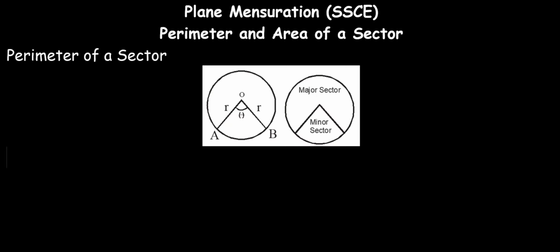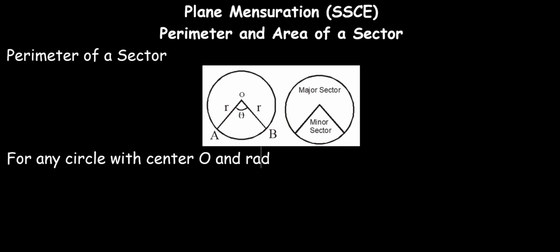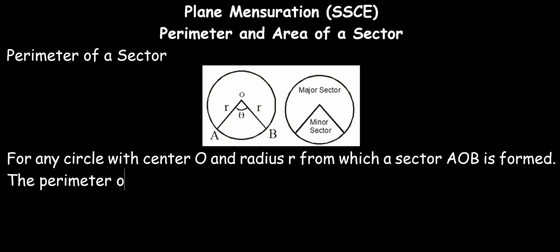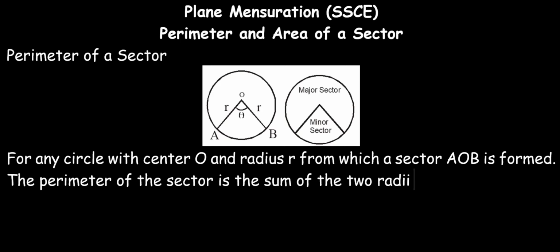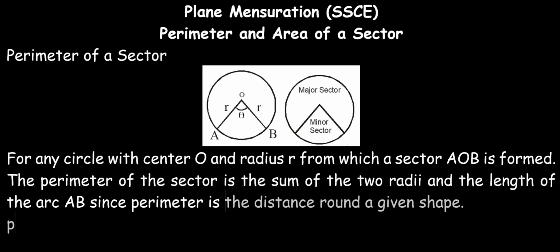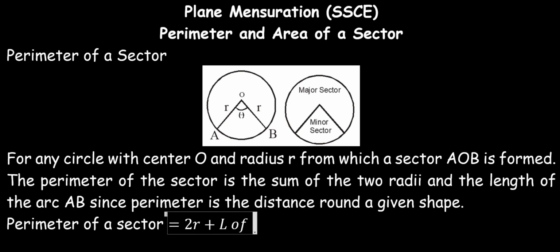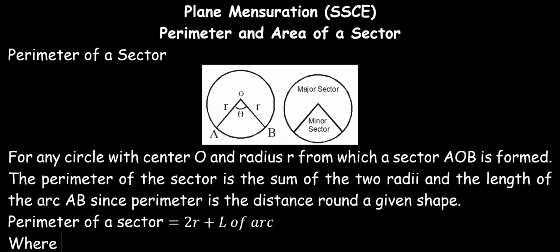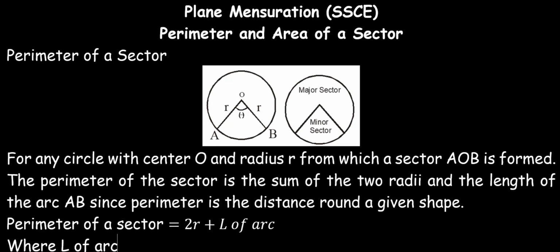We have a given diagram for a circle with center O and radius r from which a sector AOB is formed. The perimeter of the sector is the sum of the two radii and the length of the arc AB. Since perimeter is the distance around a given shape, we can say perimeter of a sector is equal to 2r plus L of arc, that is length of an arc, where L of arc is equal to theta over 360 times 2 pi r.